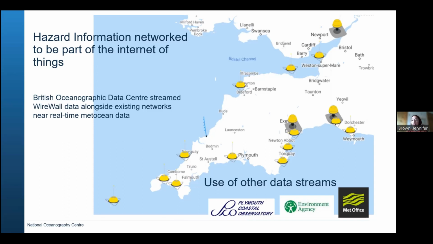The Environment Agency also have tide gauges, and they also have river gauges. So we've started to try and bring all of this information together online in near real time. And that's so people can have access to all of the different hazard information at one location online to start being able to build decision support tools.